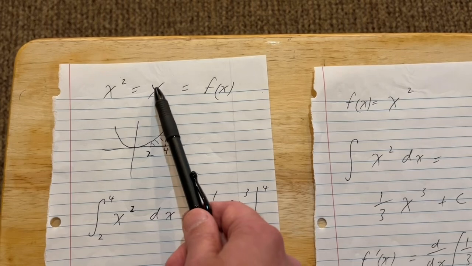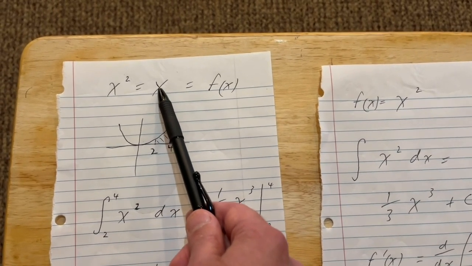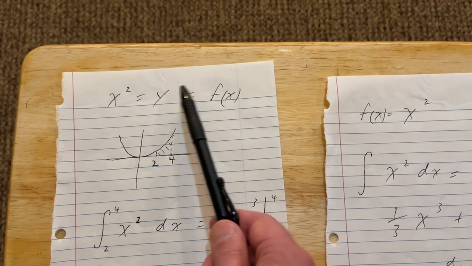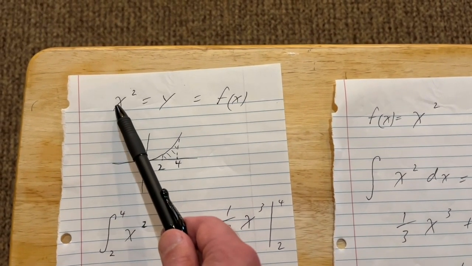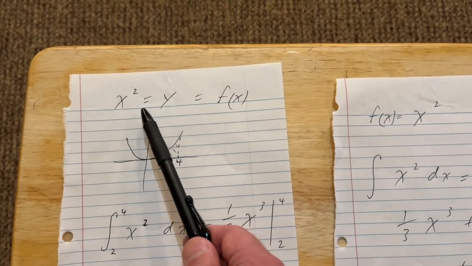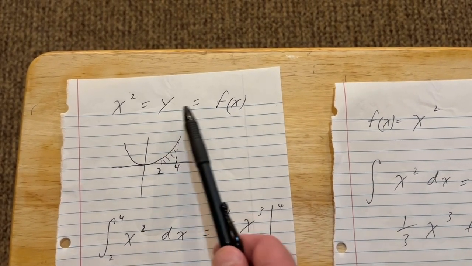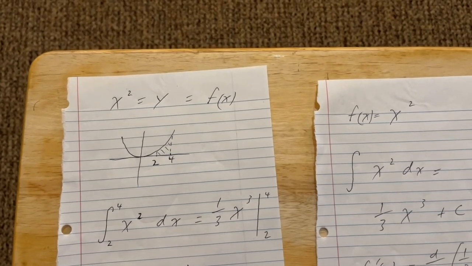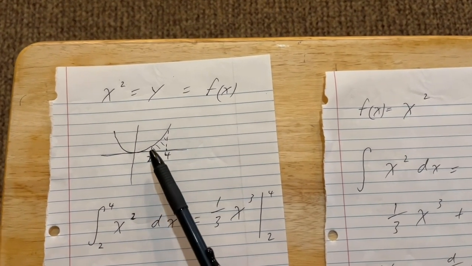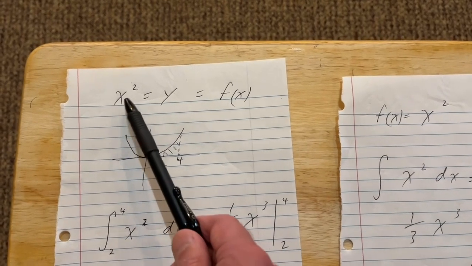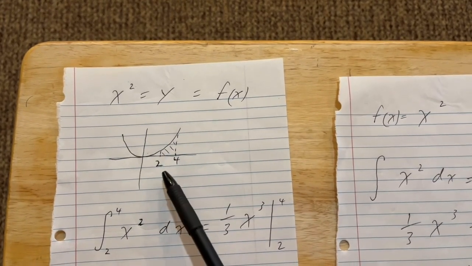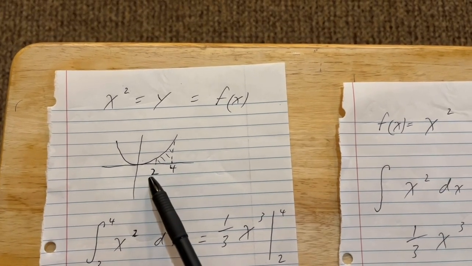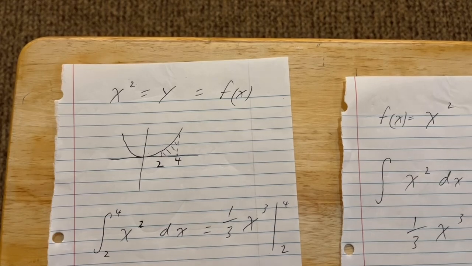X squared equals y, but in calculus we tend to not use y. We tend to use f of x, meaning it's a function of x. So if this equation had x, y, and z, this means that we're only taking the integral of the x value and we ignore the y and the z. To get the integral, that means we want the area under the curve. X squared is a parabola, so we want to know how much area we have between, for example, 2 and 4, or x equals 2 and x equals 4.